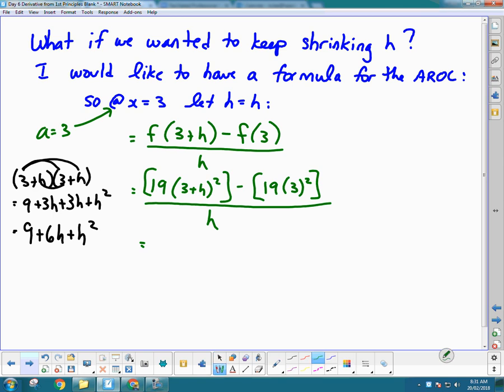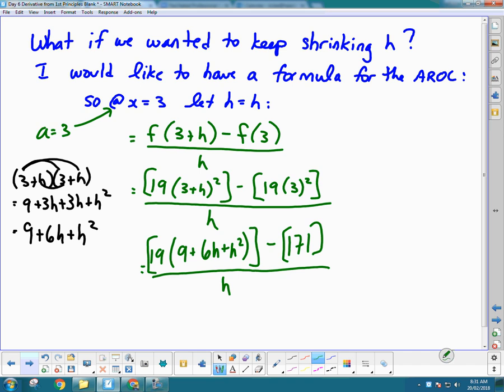So when you take the 3 plus h and you square it, I've done that off to the side to make sure I do it right. And I end up with 9 plus 6h plus h squared. Plugging in 3, I already know is 171. I did it in the question before, and I've done it a couple of times. All over h.